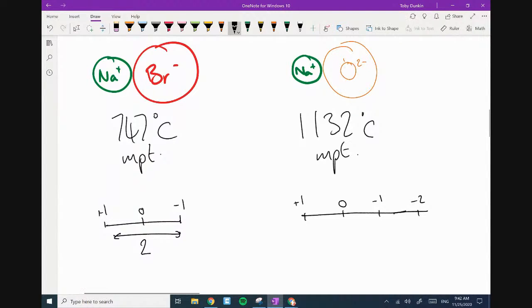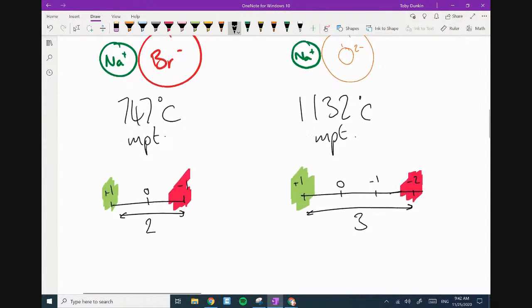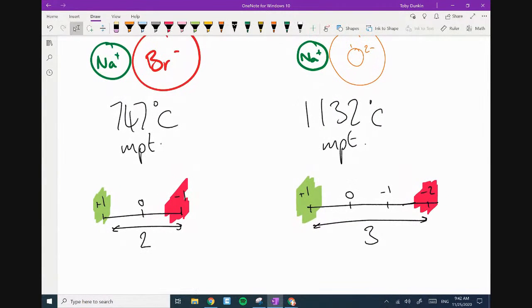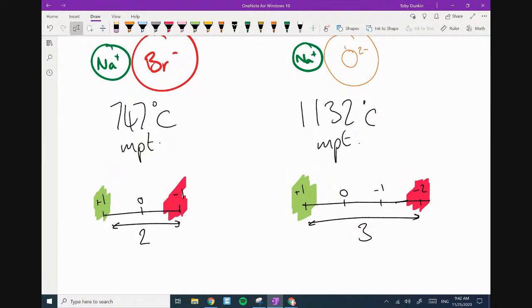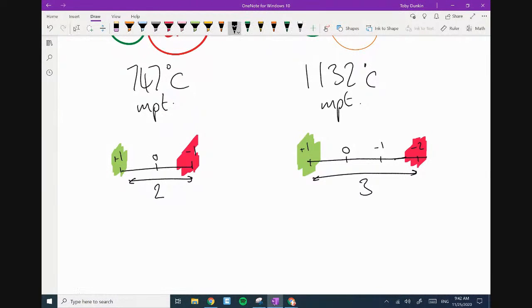Right. Where are my people? On this one, it was green for the positive ion and red for the negative ion. Difference is 2. Now I've got green for the positive ion and red for the negative ion, and I've now got a difference of 3. So I now have a stronger electrostatic attraction. And look at that, almost by exactly a third too. Isn't that clever? It's an extra 50% nearly. In fact, it kind of is. That's amazing. So bigger difference in charge.